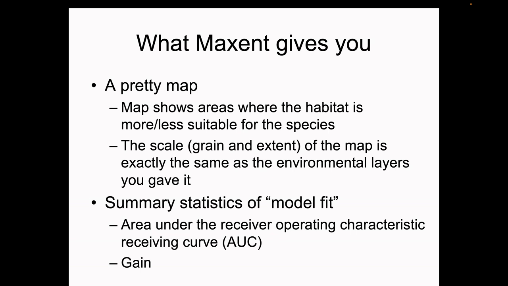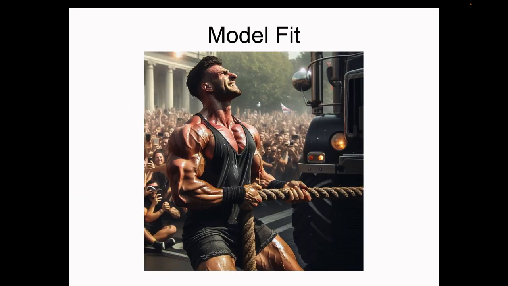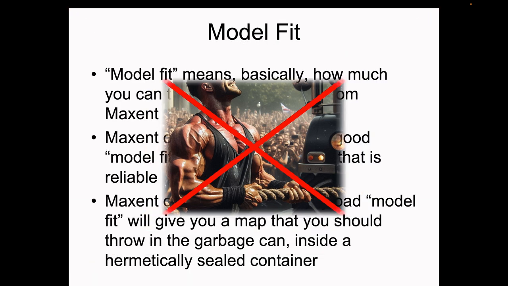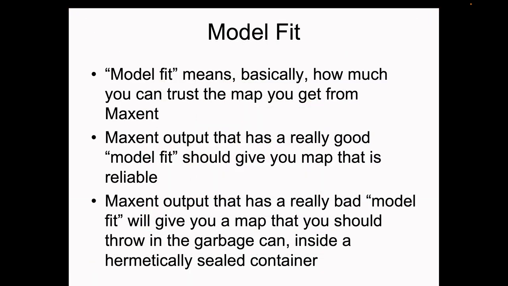Two of these are the area under the receiver operating characteristic curve, which we just call AUC, and gain. And let me tell you about both of these. Well, I already told you about the pretty map. Now, when we say model fit, we don't mean fit in the terms of, oh, this model is strong. We mean it in terms of how well the equation is able to predict the data that you gave to it. It means how much you can trust Maxent to reliably predict habitat suitability for a species across the landscape.